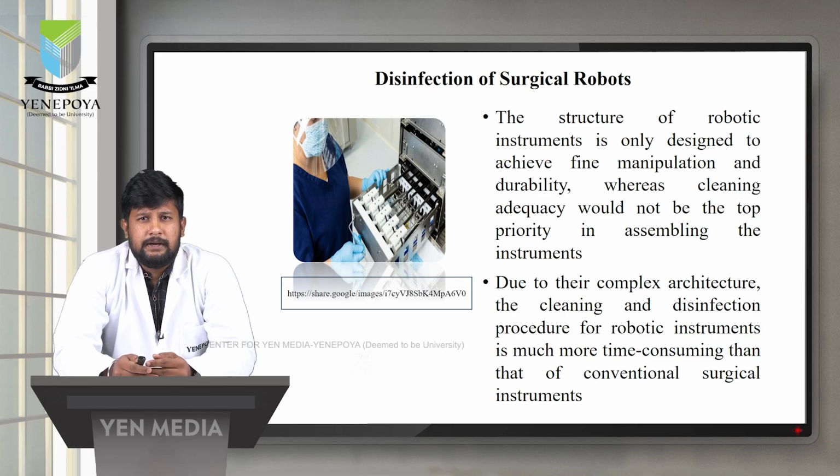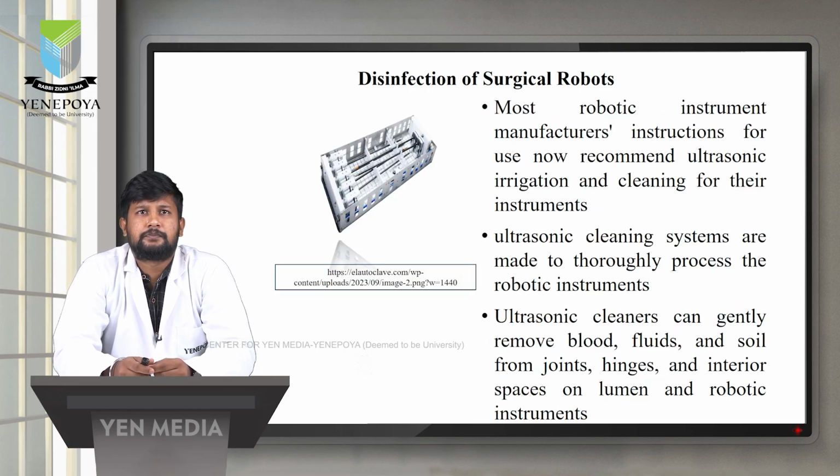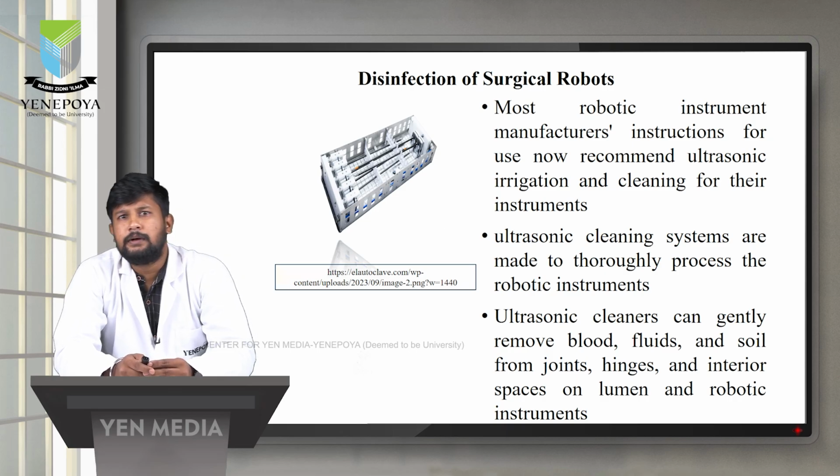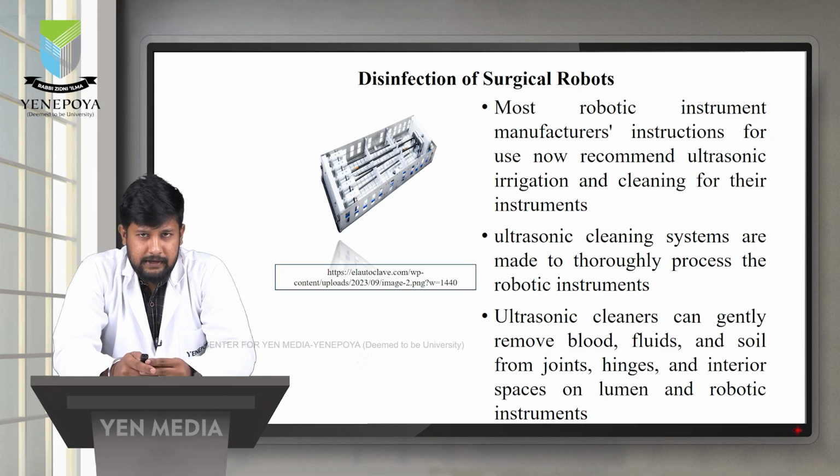Due to their complex architecture, the cleaning and disinfection procedure for robotic instruments is much more time consuming than that of conventional surgical instruments. Most robotic instrument manufacturers' instructions for use now recommend ultrasonic irrigation and cleaning for their instrument. Ultrasonic cleaning systems are made to thoroughly process the robotic instruments. Robotic cleaners can gently remove blood, fluids, and soil from joints, hinges, and interior spaces on human and robotic instruments.